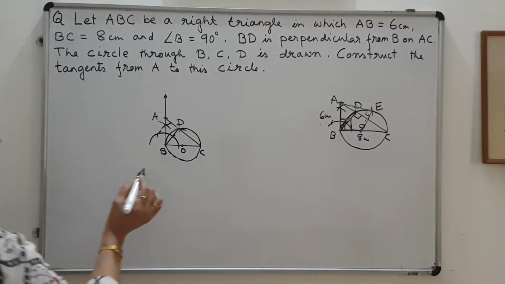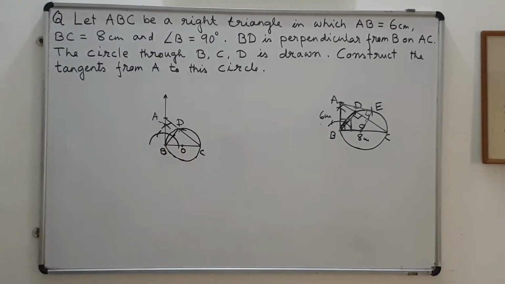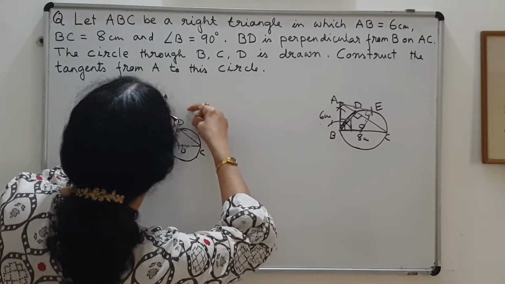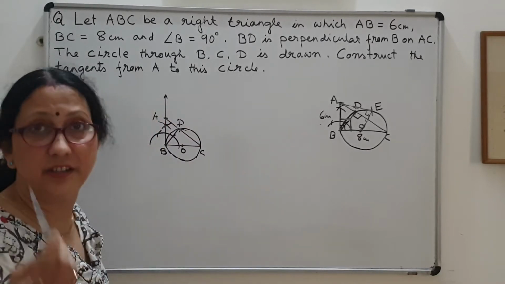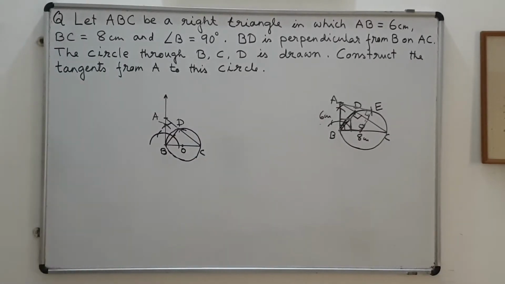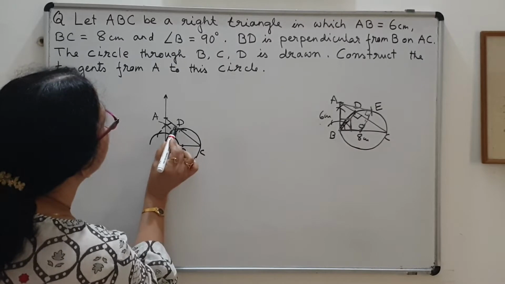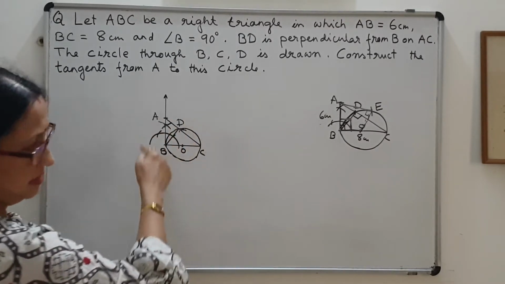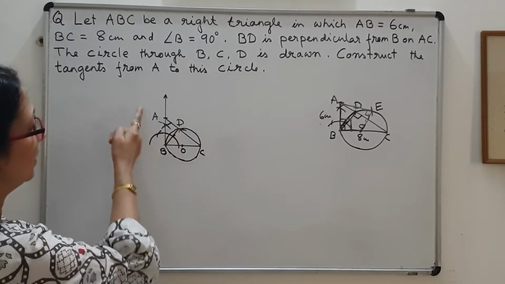So I join BD. If you measure with the help of a protractor, you find this has to be 90 degrees. Let me check. Yes, it is exactly 90 degrees. I have checked with the help of a protractor. So this part I have done. I have drawn the circle through the points B, C, D, such that BD is perpendicular to AC.